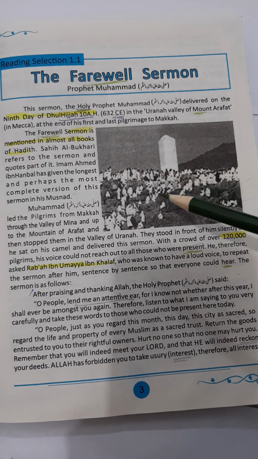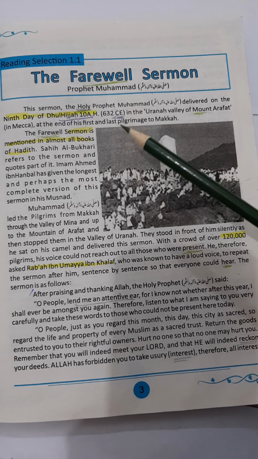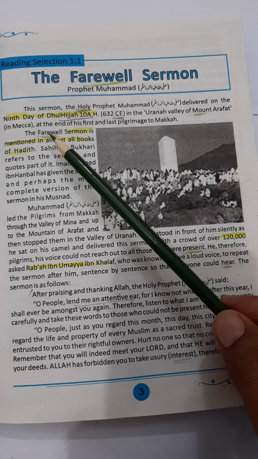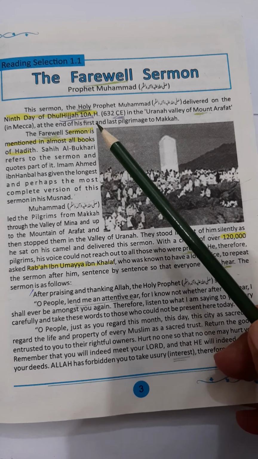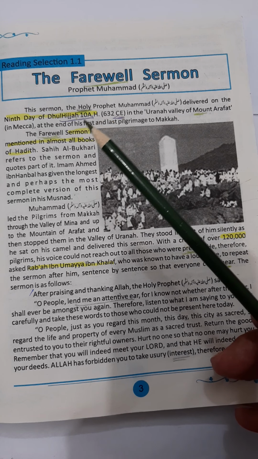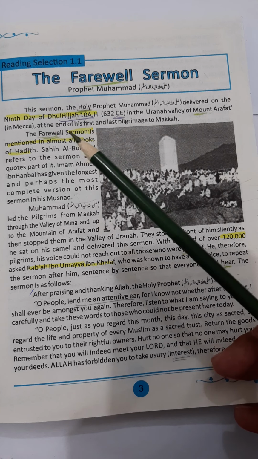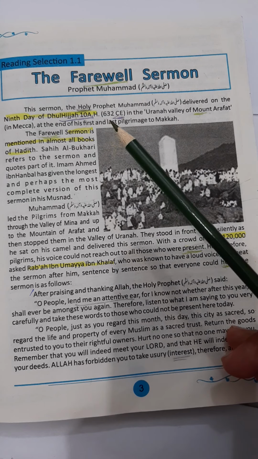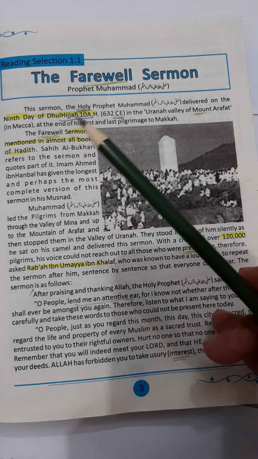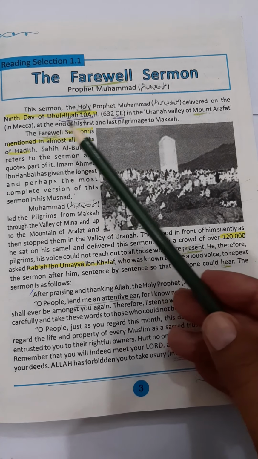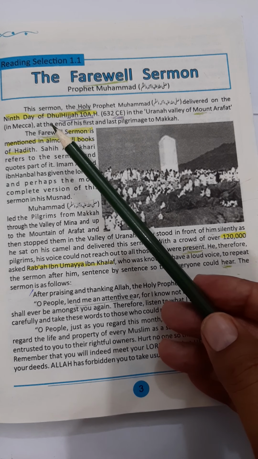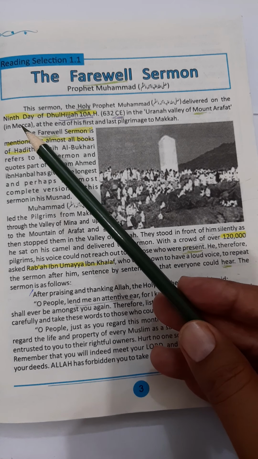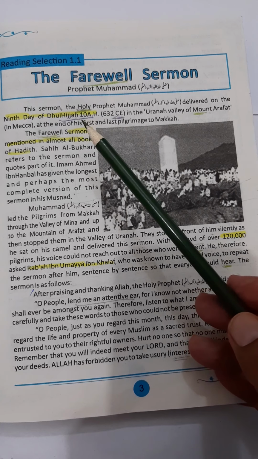Dear students, let me start my lecture on the Farewell Sermon of Prophet Muhammad, sallallahu alaihi wasallam. I will try to elaborate the key points of each paragraph and the confusing words. Difficult words have already been explained and uploaded on the college website. The first paragraph says that Muhammad, sallallahu alaihi wasallam, delivered his final message on the 9th day of Zulhijjah, 10 AH.